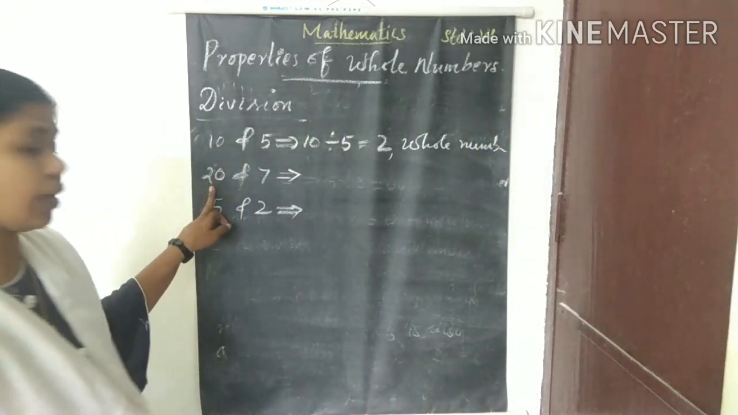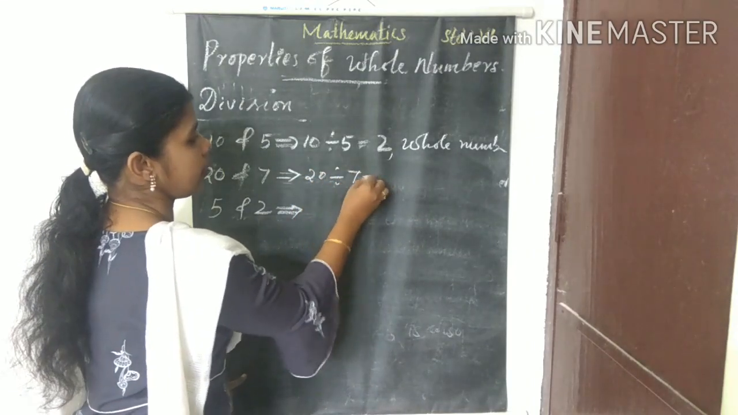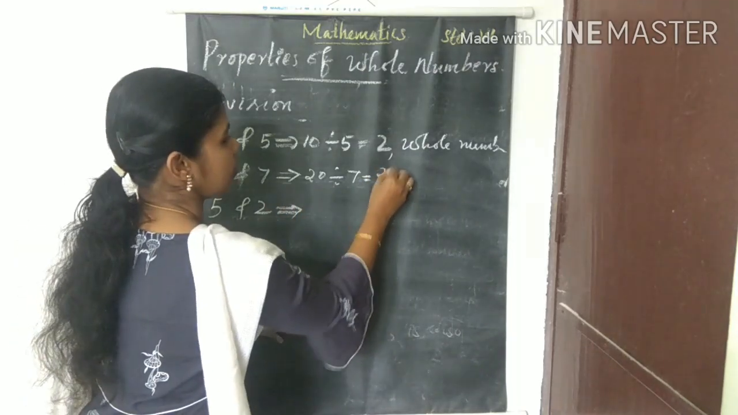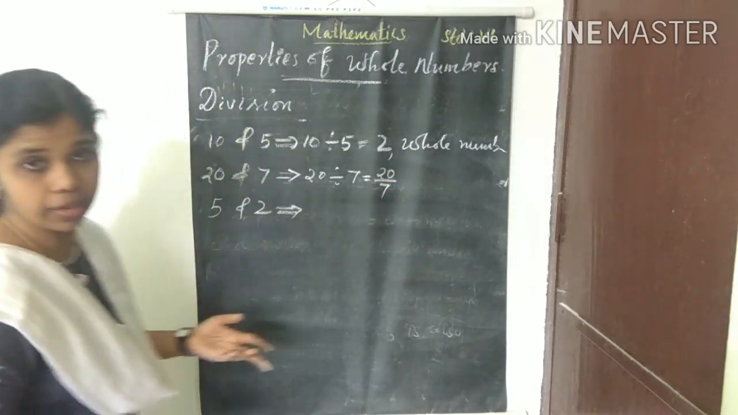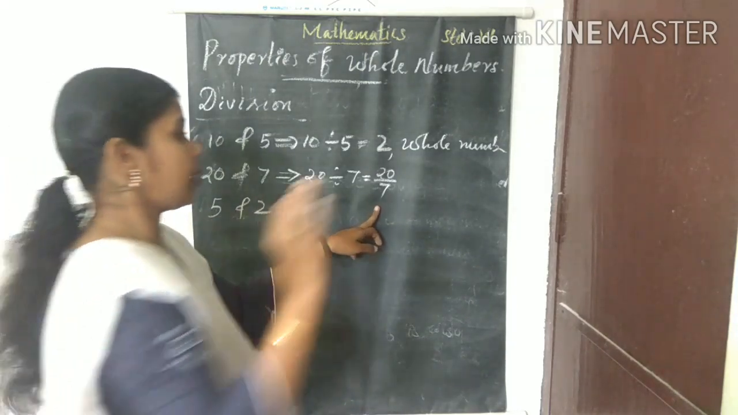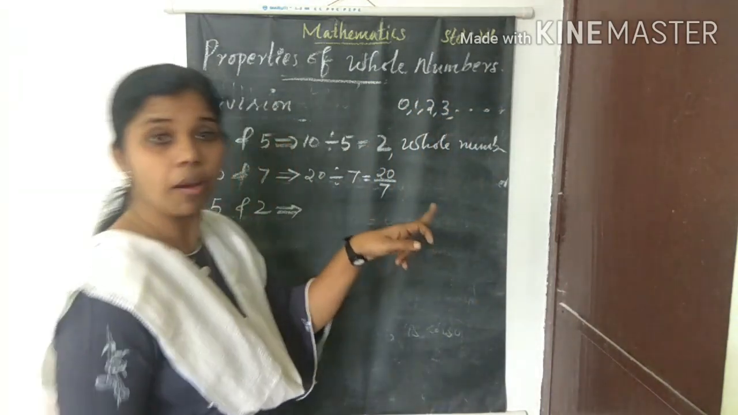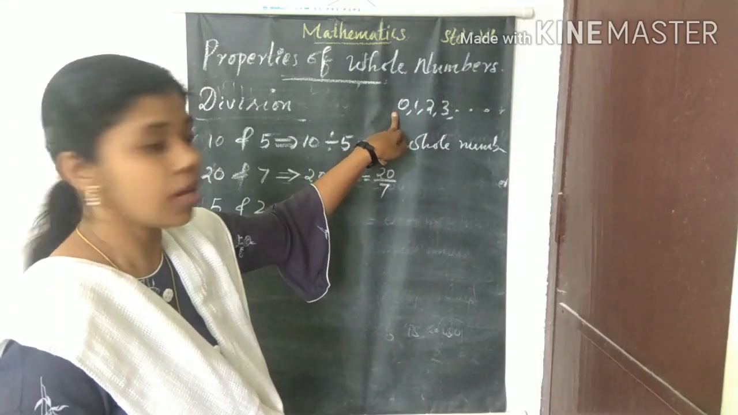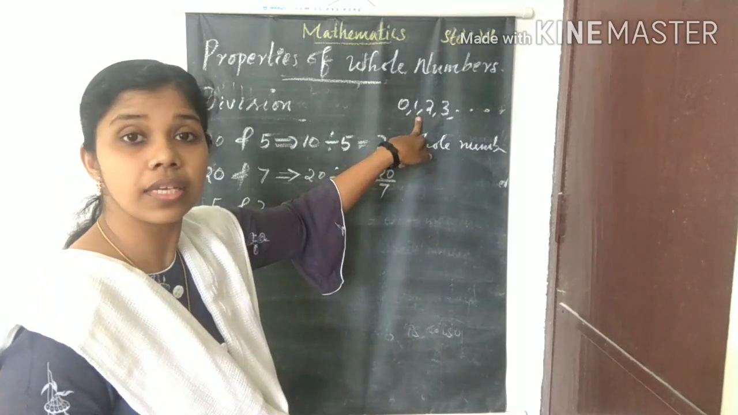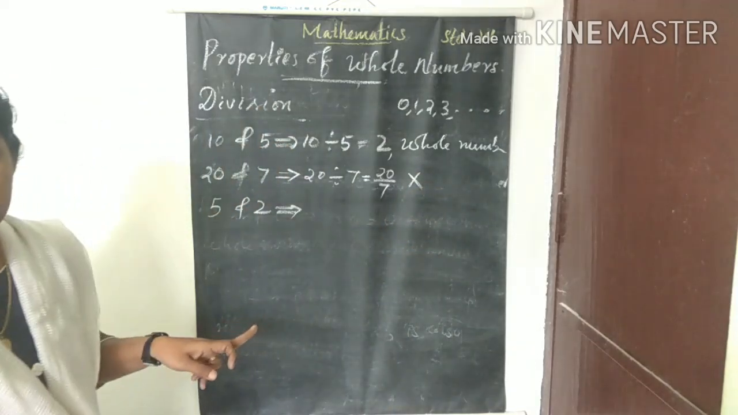Then next we take 20 and 7. What is 20 divided by 7? It is not cancelled. So the answer is what? 20 divided by 7 is a fraction. The whole number system does not contain fractional numbers. It contains only counting numbers and zero. So fractional numbers do not belong to the whole number system. So it is not a whole number.